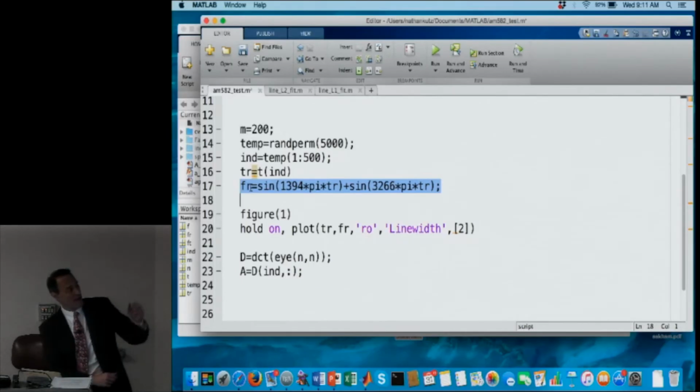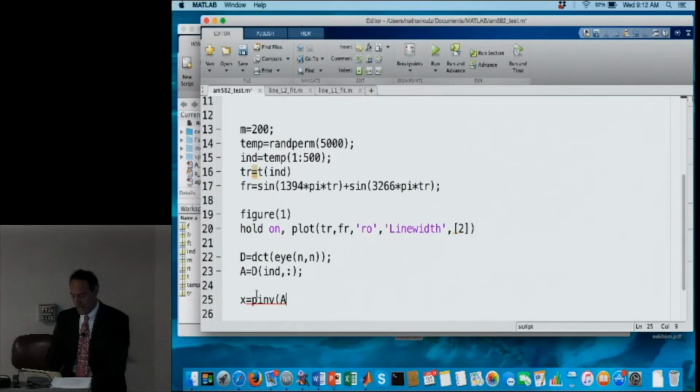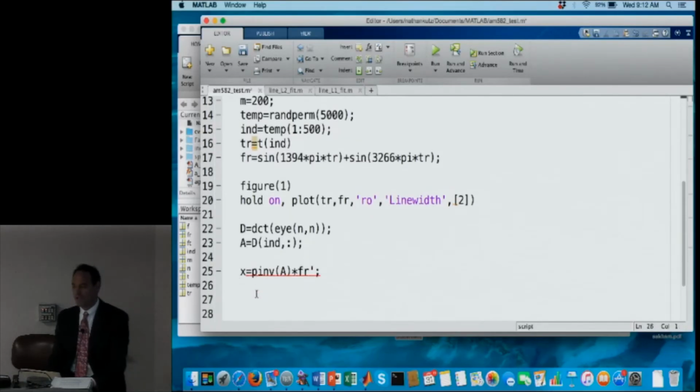Right? What does it say? B is equal, I wrote it over there. B is equal to AC. So right here's B. Okay? And if I want to find my signal, the C vector, let's call that actually X, is equal to pseudo-inverse A times FR, and I have to transpose that. This is one way to solve it, least square fit. I subsample, do least squares. Okay? And what I just got out were a bunch of coefficients.